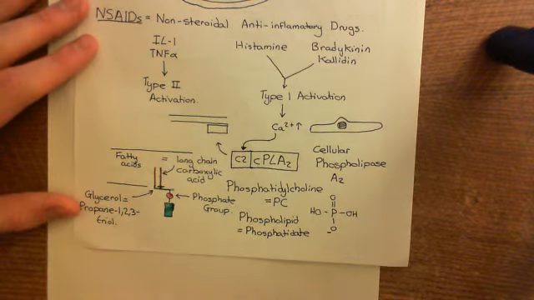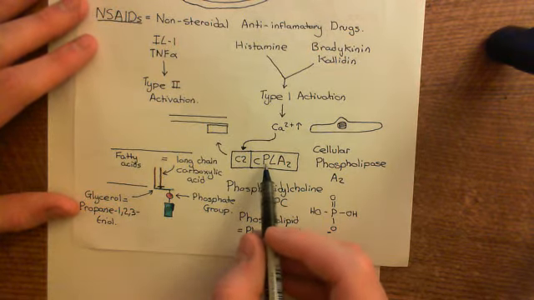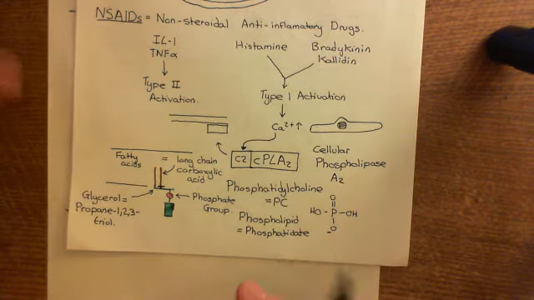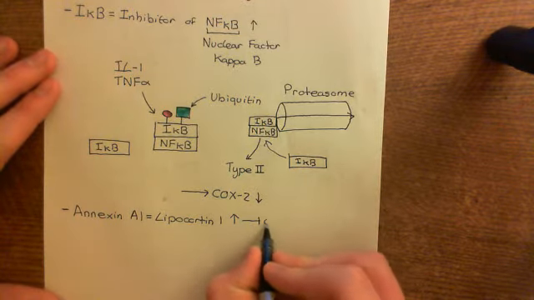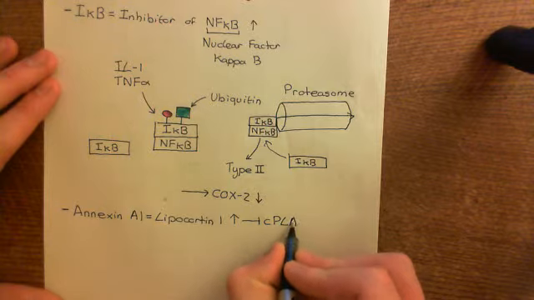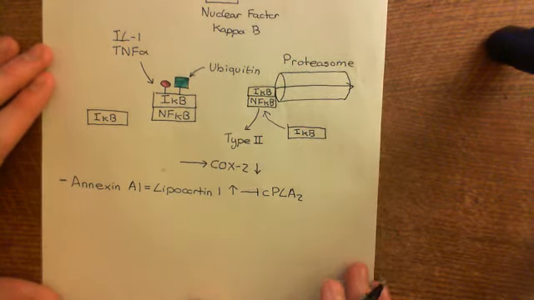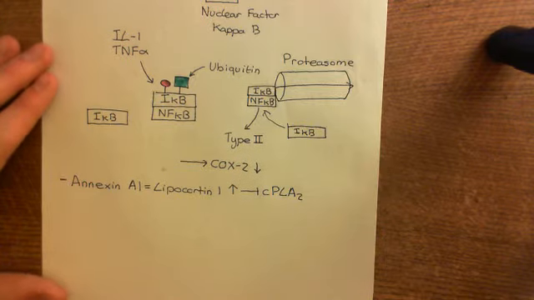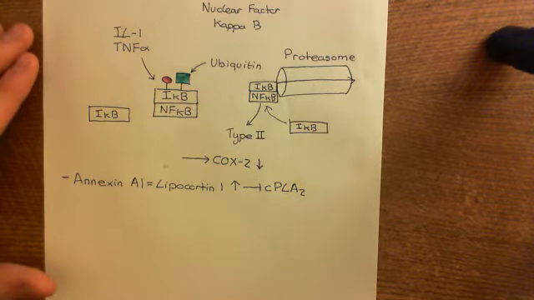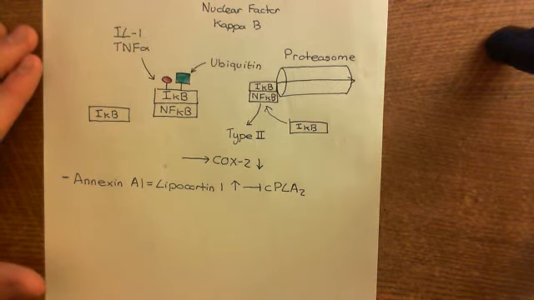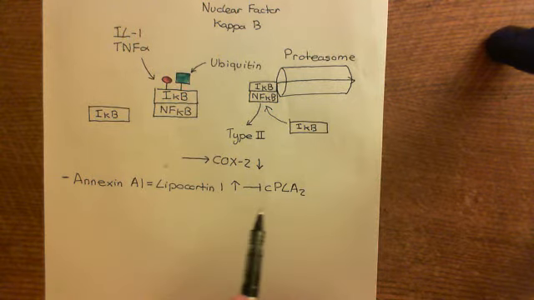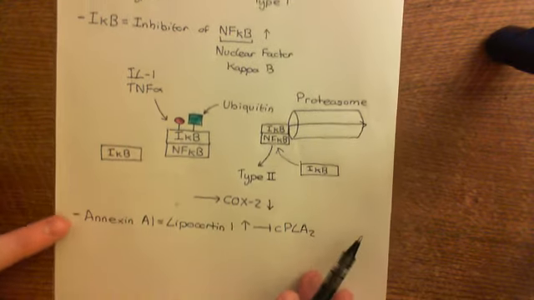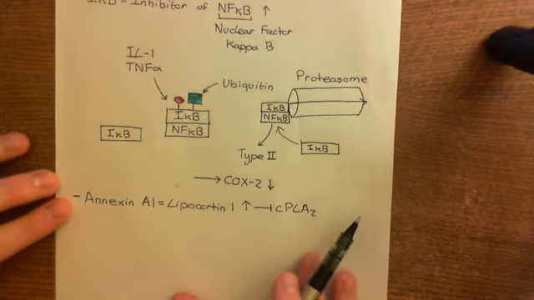Okay, right. Annexin A1 inhibits this enzyme, cellular phospholipase A2. So when you increase the expression of this, you're going to block the cellular phospholipase A2. So you're not going to get the breakdown of phosphatidylcholine into lysophosphatidylcholine and arachidonic acid. So you're going to stop type 1 activated endothelial cells from producing prostaglandin I2, basically.